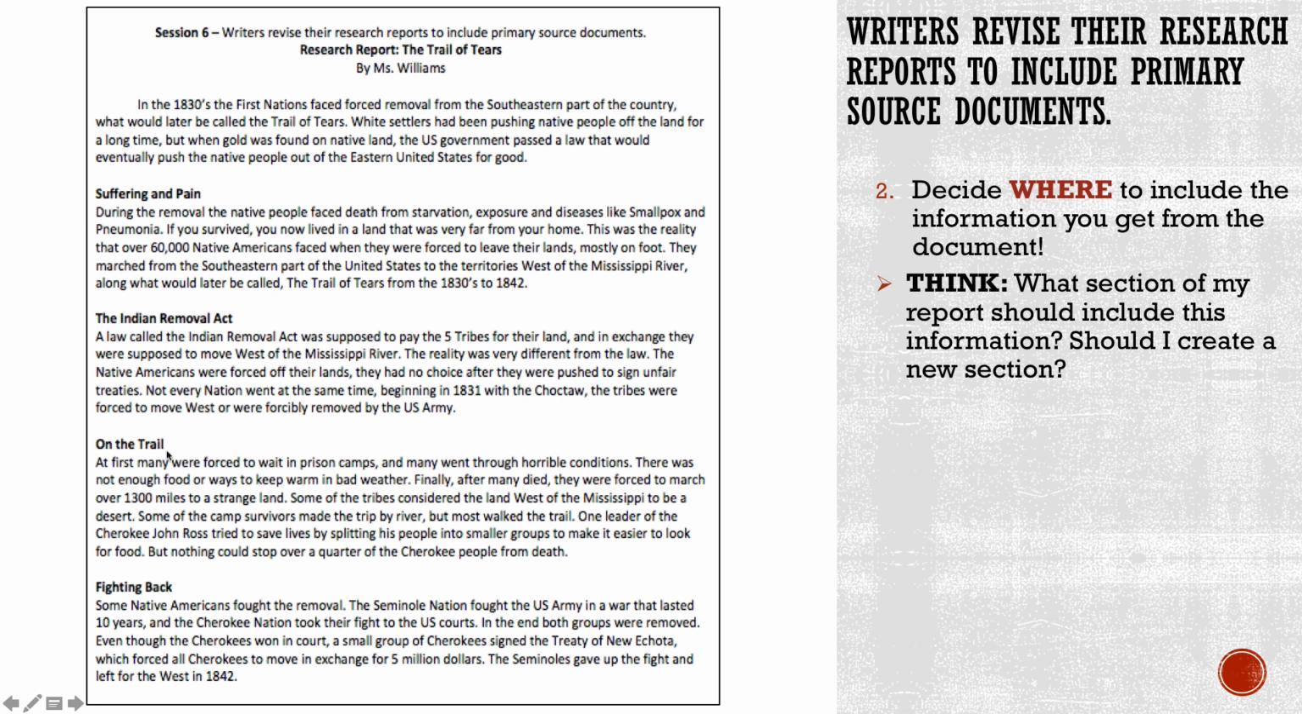And then I have a description here about what life was like on the trail. And then I talk about how some of the Native Americans fought back against this removal. If I'm thinking about that piece of information, about that run-in between the chieftain and the old soldier, I could put it in this section on the trail and describe the sense of betrayal that they had. That could go there.